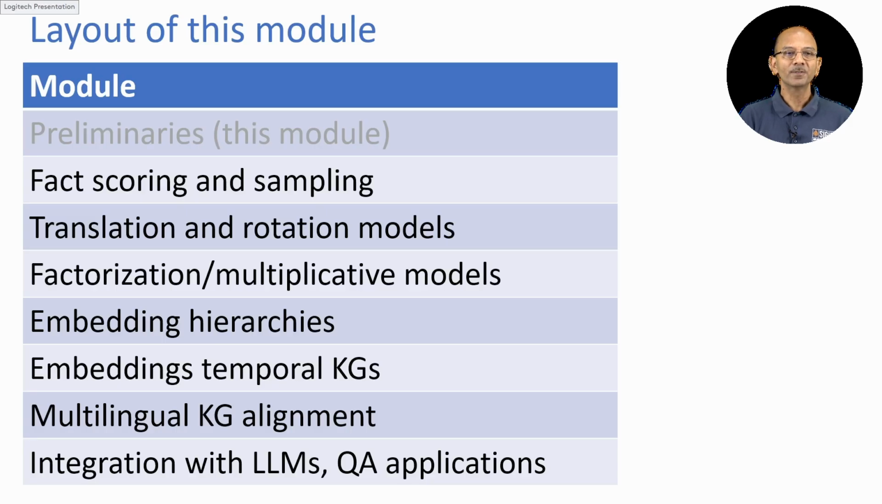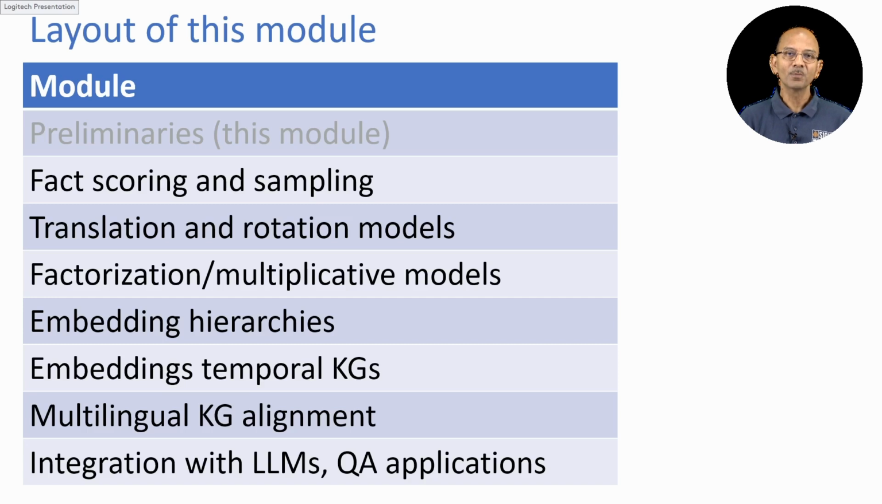Here is the layout of this module. I have just covered the preliminaries so far. In the next module, we will talk about how facts in the knowledge graph are scored and sampled. After that, we will start with some of the most successful knowledge graph representation paradigms. For example, translation and rotation models.